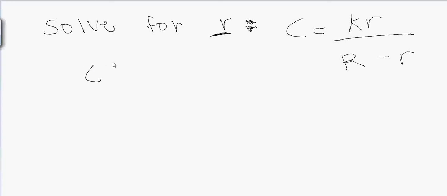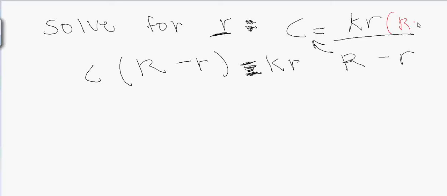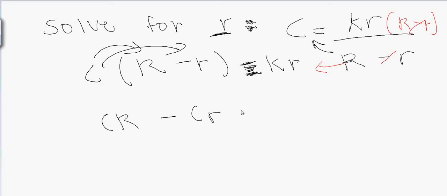Okay, so we have c times (R minus r) equals kr. What happens here is you want to bring this over and multiply, so you can get rid of this fraction, and you'd be left with c times (R minus r) equals kr, because when we multiply both sides by R minus r, it essentially drops out. I'll show you in a different color. When you multiply by R minus r, this whole thing just drops out because it's equal to 1, and that's why you don't see it over here. Now we'll distribute that and get cR minus c lowercase r equals kr.